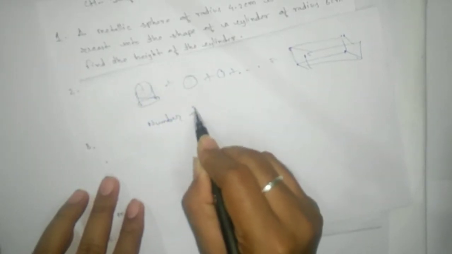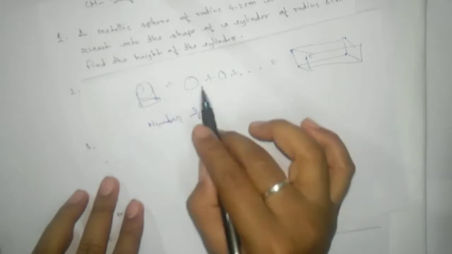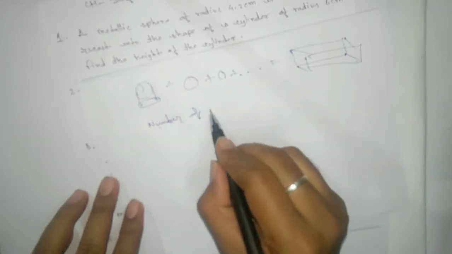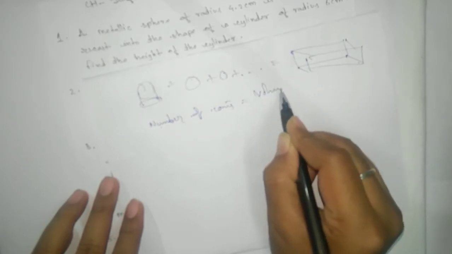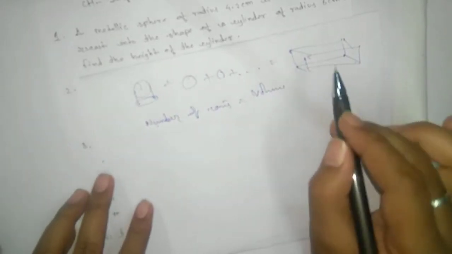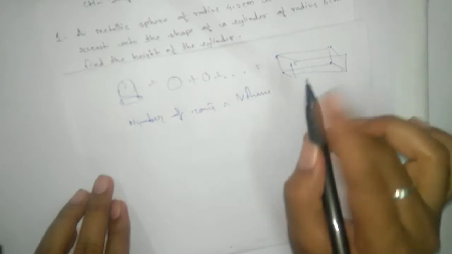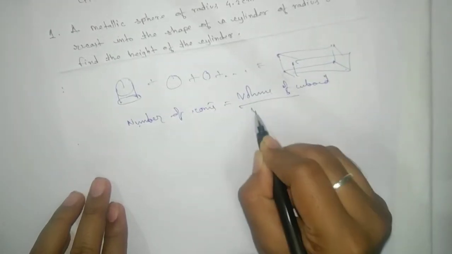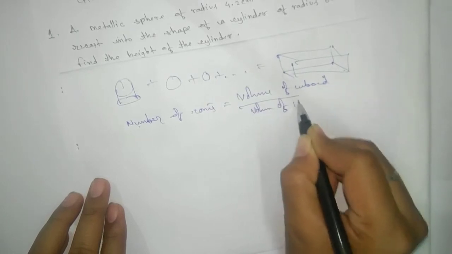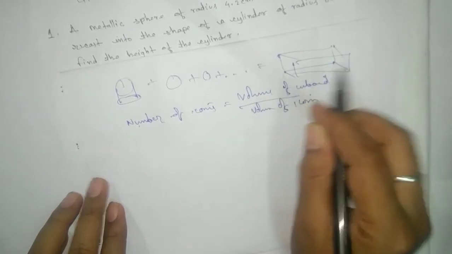To find the number of coins, there is a formula. Let's recapitulate. The coin is smaller in size, so the number of smaller objects, here the number of coins, equals the volume of the bigger object, which is the cuboid, not the cylinder, divided by the volume of one coin. We'll substitute here and get the answer.